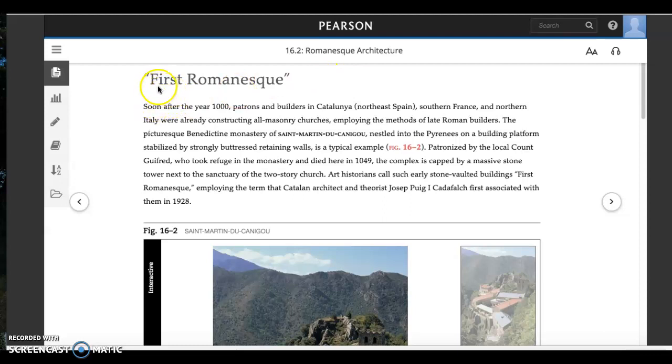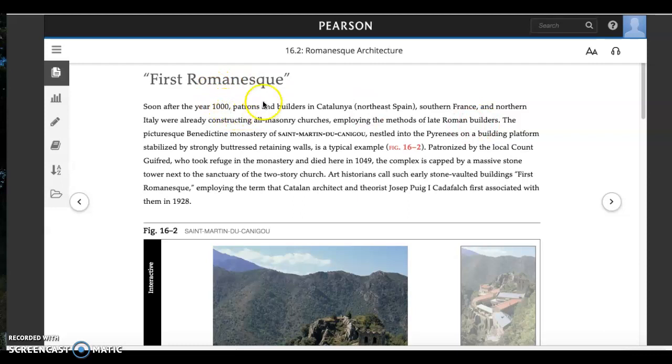They're starting out here and they're introducing first Romanesque, these buildings that were the beginnings of this Romanesque style of architecture. Soon after the year 1000, patrons and builders in Catalonia, northeast Spain, southern France, and northern Italy were already constructing all masonry churches, employing the methods of late Roman builders.